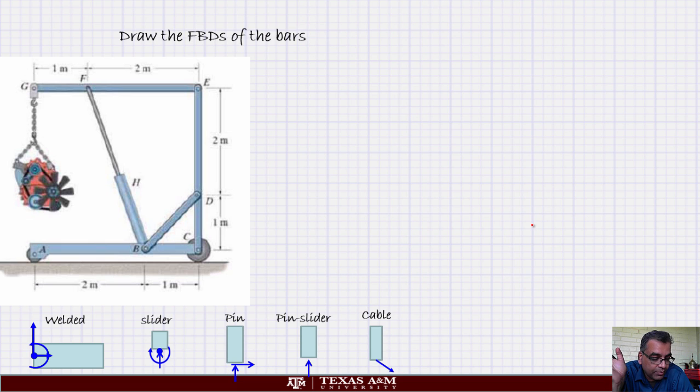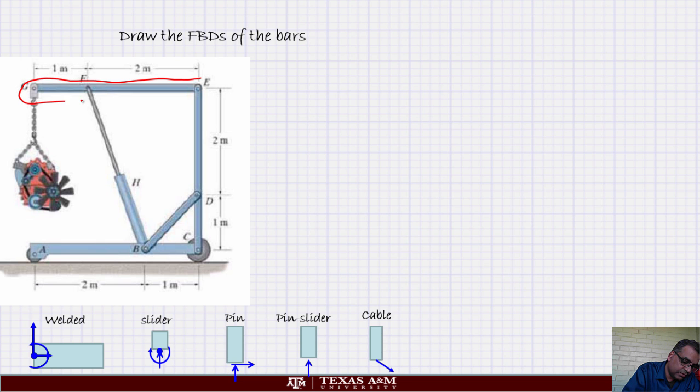Now draw the free body diagrams of all the bars. You think you can do that? I want you to try it, then I will draw it. Okay, so pause it, try it yourself, and then I will draw it. Did you pause? Did you try it yourself? Very good. So I'm now going to draw it.